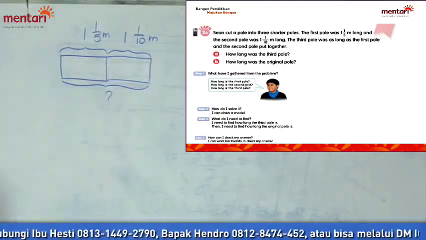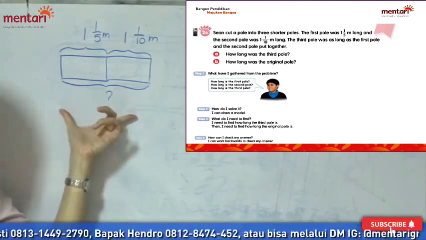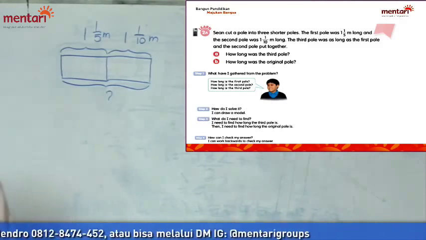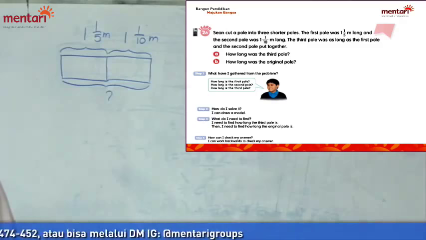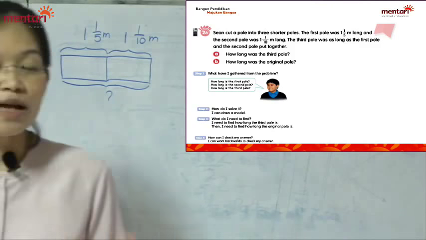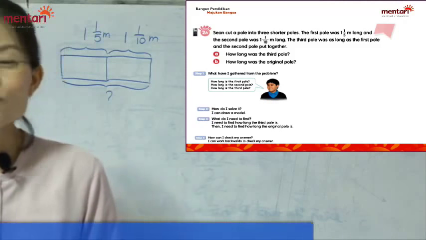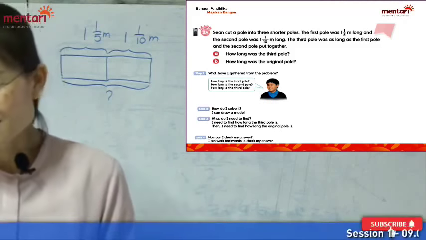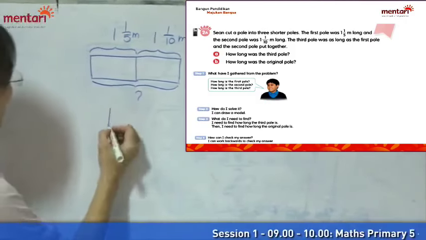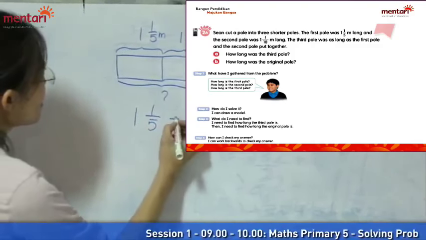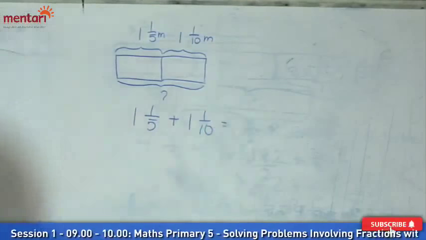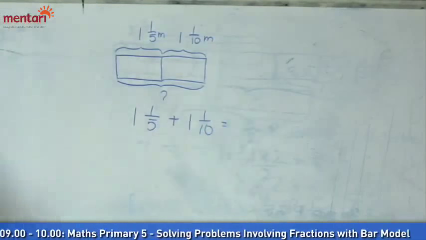How do you find out the length of this part? If you look at this bar model, what does the bar model give you? Ideas to find this part. Do you add? Do you subtract? Do you multiply? Or do you divide? Definitely, we have to add because it is something that we put together. So in another way, we are adding 1 and 1/5 and 1 and 1/10 together. Again, it is adding two mixed numbers.